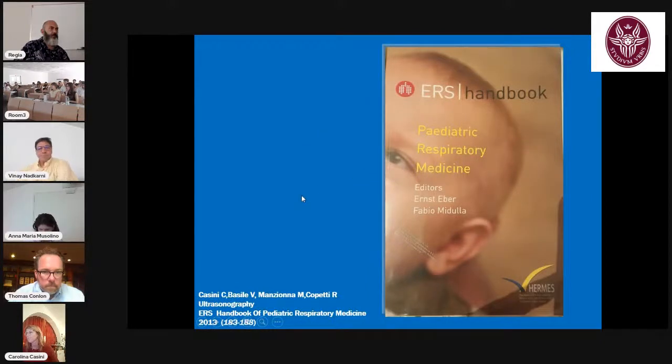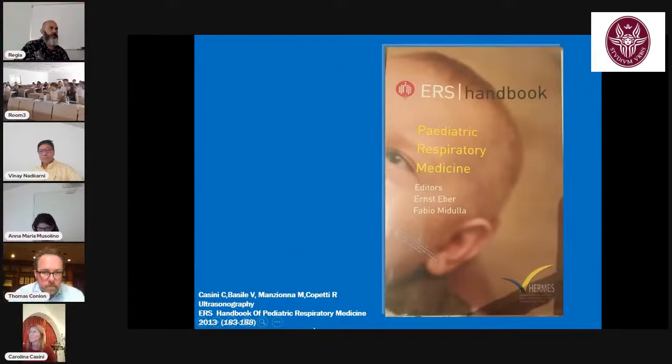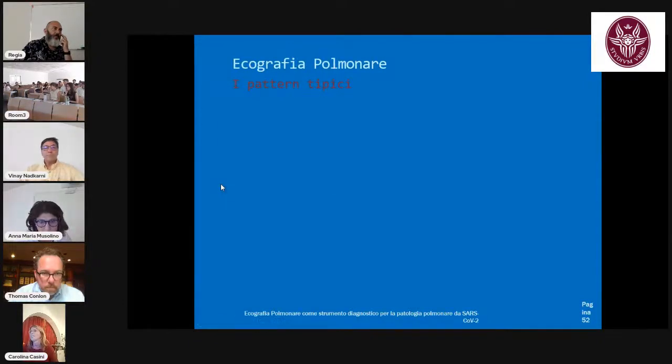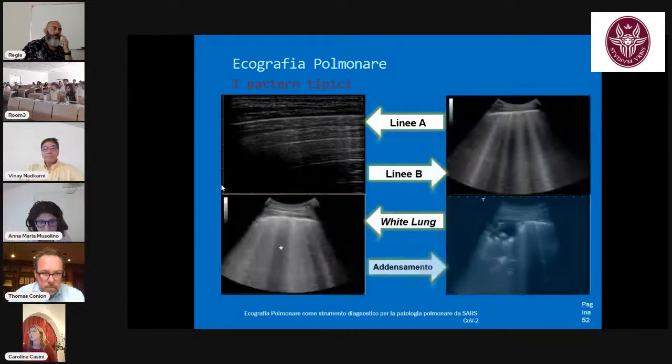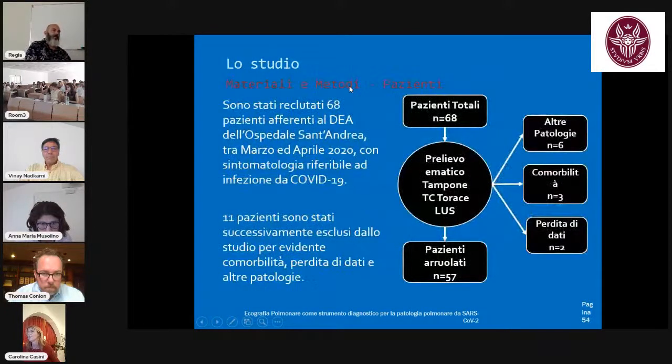Okay, this is the chapter I wrote in the ERS Handbook of Respiratory Medicine 2013. And I wanted to show you the results of a work that I did on COVID in our emergency room, but in adult patients.